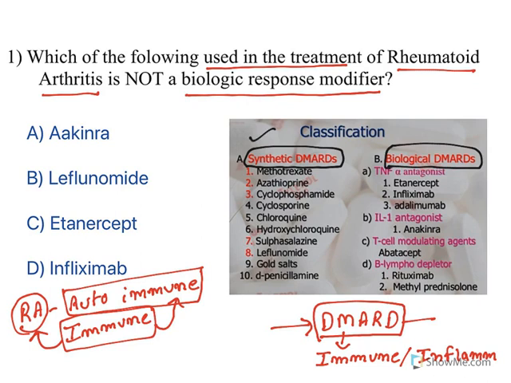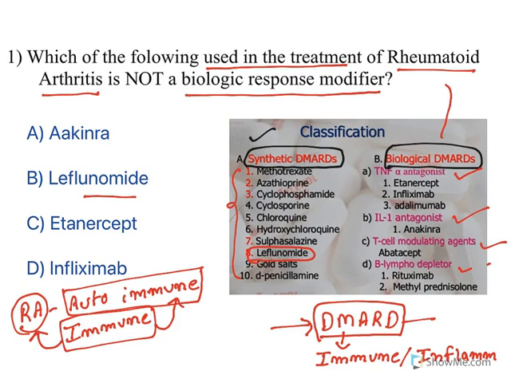Now, one of the important ones is leflunomide. So that is what is given here, leflunomide. Now look at the concept. Synthetic drugs include methotrexate, azathioprine, and so on. Biological drugs are of biological origin, like TNF alpha antagonists, interleukin 1 antagonists, T cell modulating agents, and B lymphocyte depleters. All of them are biological agents.